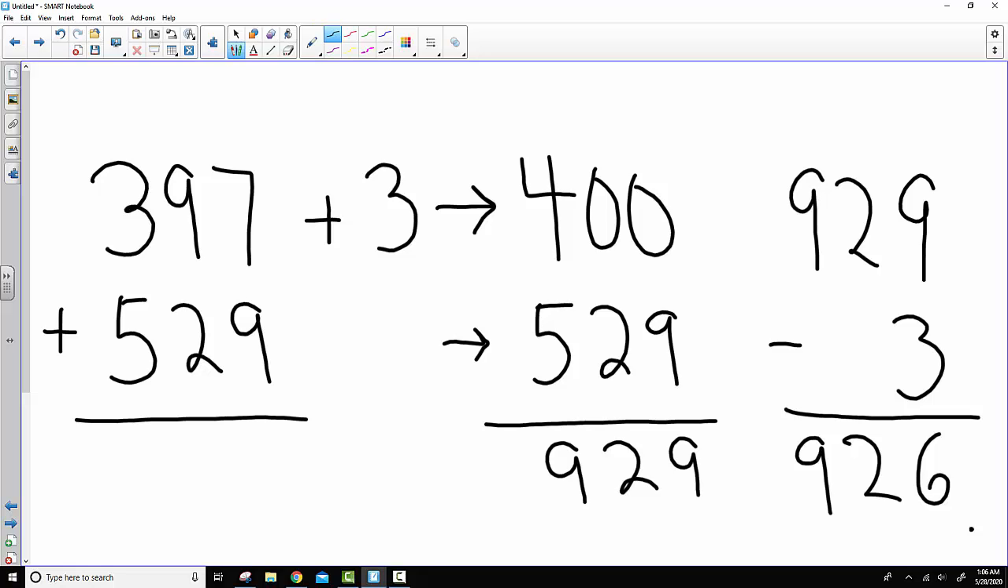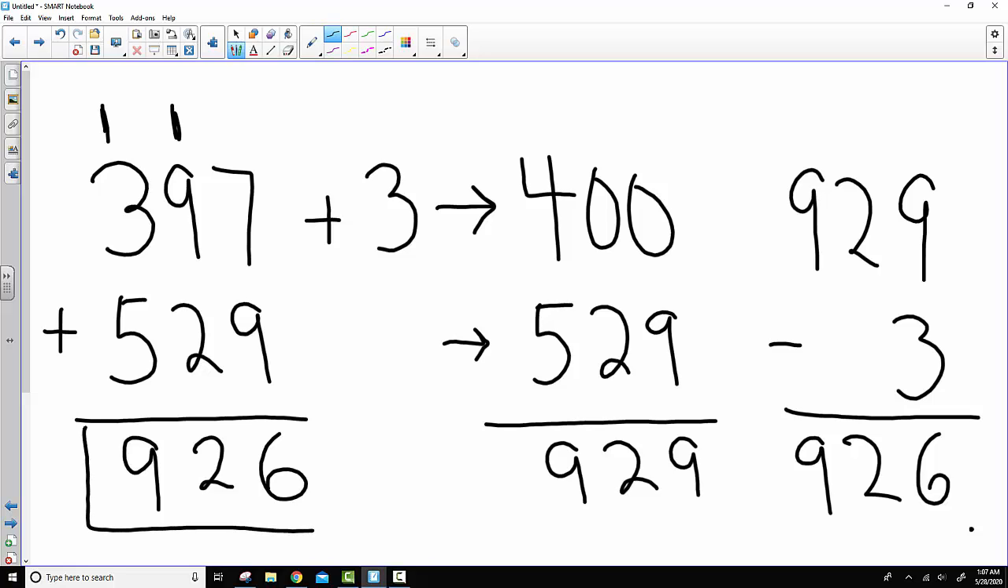Let's check the standard algorithm and be sure that we are absolutely correct. Looking at our ones column, we see 7 plus 9 is 16. We must put our 6 and regroup the 10. So our 10 plus 9 tens is 10 tens, plus the additional 2 tens would be 12 tens. So we put our 2 and regroup our 10 tens, which is the value of 100. 1 plus 3 is 4. We have 4 hundreds, plus the additional 5 hundreds would be 9 hundreds. So our answer is 926.